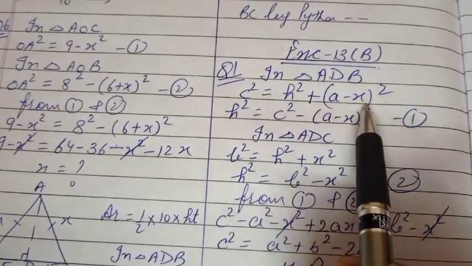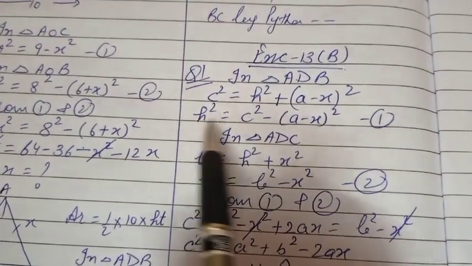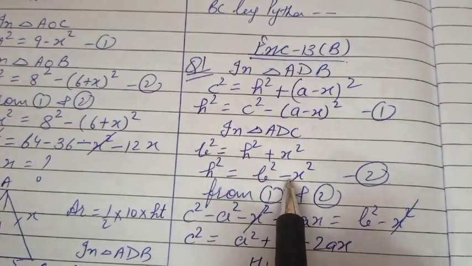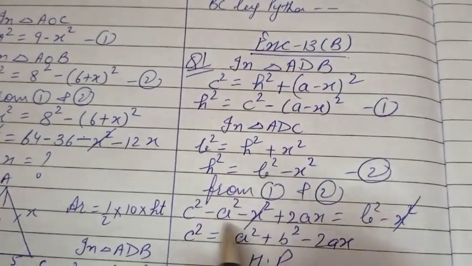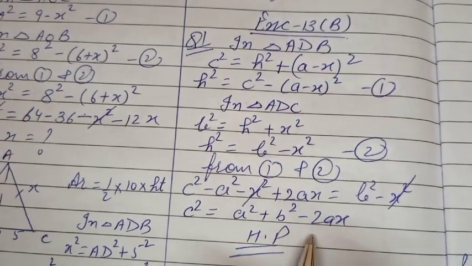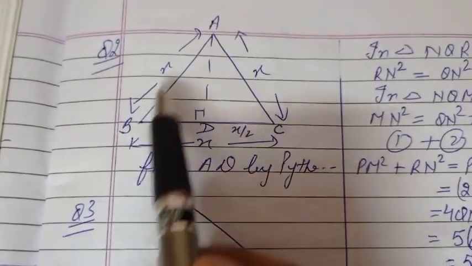In one triangle, I applied the value. I got the h square value from here. Then in another triangle, I got the h square value from here. Then equate both the values. Clear? X square will get cancelled. You are left with this. That is your result.